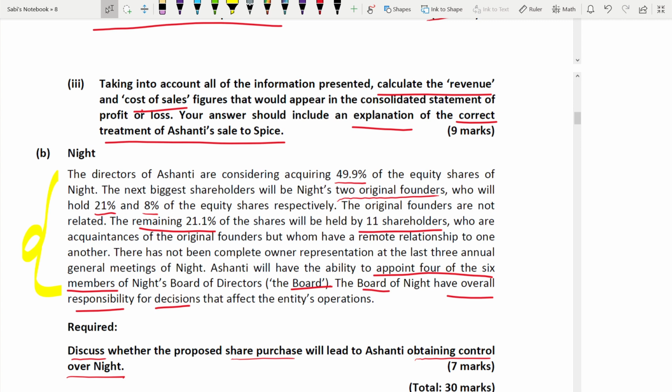Suppose you interpreted a question wrongly and you think of some other standard, right? Because the words say share purchase, some of you might go to IFRS 2 and start talking about share-based payment and all those things. So that's why I told you it's very easy to misinterpret the question and give wrong standards.